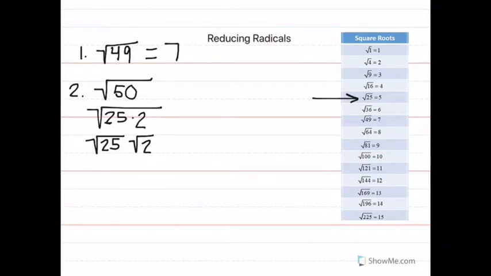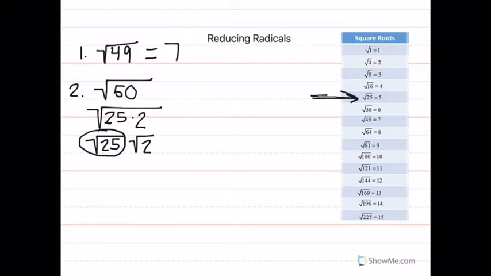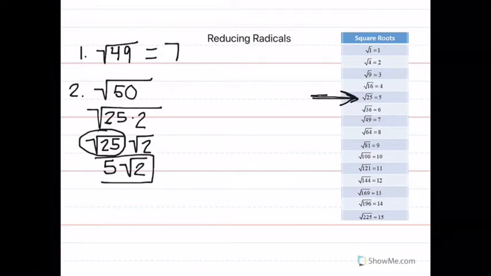Now that I've separated them, I can take the square root of the perfect square. Again, over here on our chart, the square root of 25 is 5. So instead of square root of 25, I'm going to write a 5, and then just bring down that radical 2. Square root 2 is not on my list of perfect squares, so it just stays underneath my radical. Let's try a couple more.